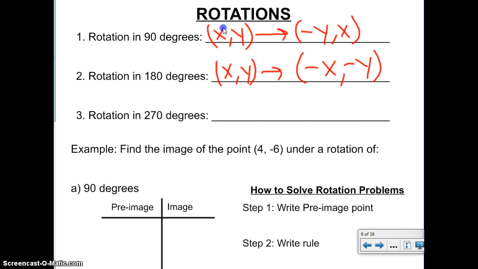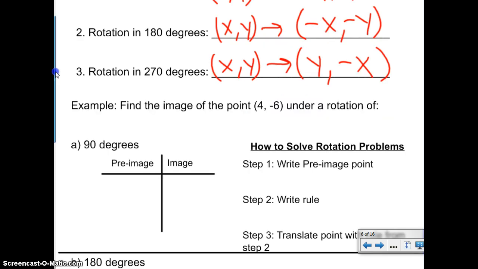And for the third one, a rotation in 270 degrees, we have some point, x comma y, and when we rotate it, we get y comma negative x. So those are our three rules that'll get us through all the rotation problems we're going to be looking at. So let's see it in action.